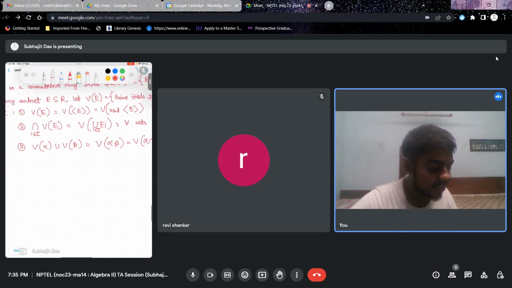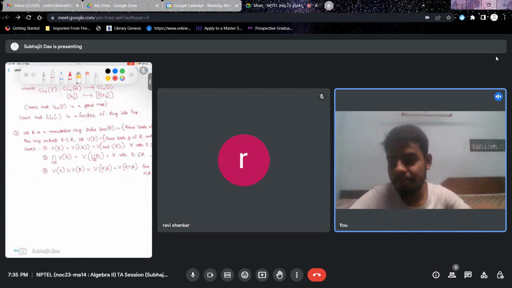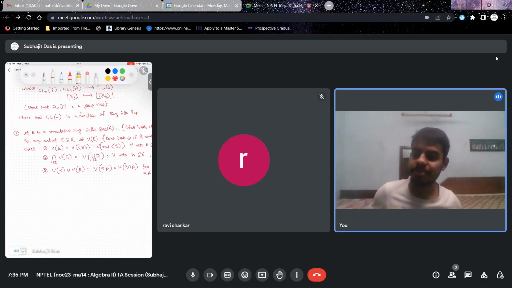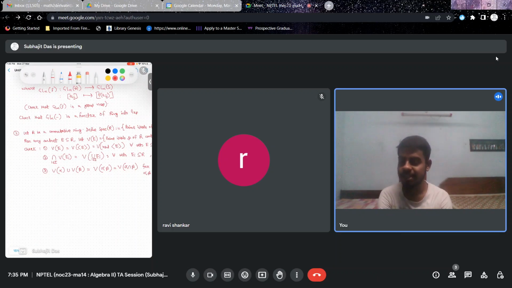So check that this collection V(E) of sets that you have obtained satisfies these three axioms. If you look very carefully, what the second axiom says is that the collection of sets V(E) is actually closed under arbitrary intersections, and the third point says that this collection is closed under finite unions. And you can also prove that the empty set is of the form V(E) for some E in R, and the entire space Spec R is also of the form V(E) for some E in R.